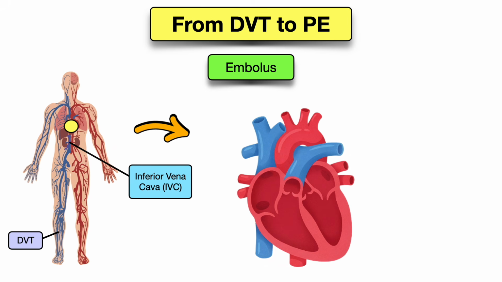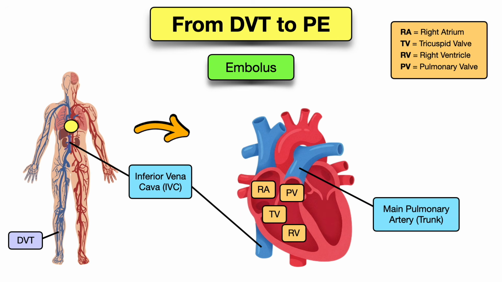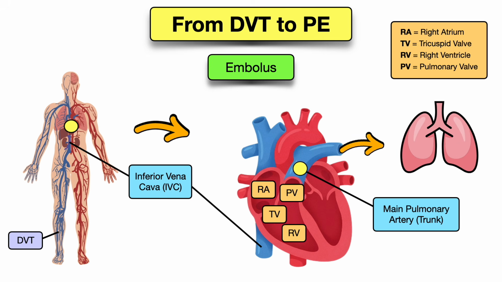Let's now zoom in on the heart. We can see the inferior vena cava at the bottom connecting to the right atrium of the heart labeled RA. So the blood clot that was traveling through the IVC enters the right atrium of the heart. The blood clot then travels from the right atrium through the tricuspid valve and enters the right ventricle. The heart pumps the blood clot from the right ventricle through the pulmonary valve into the main pulmonary artery.